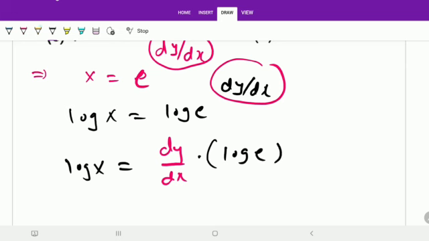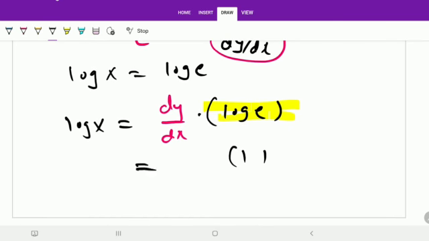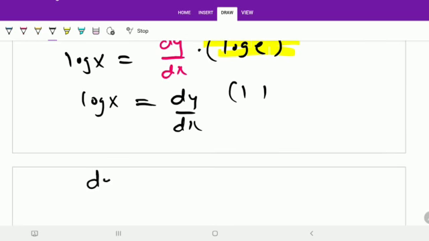And I hope everybody knows the value of log e. What is the value of log e? Value of log e is 1, right? Value of log e is nothing but 1, which you are supposed to know. So I am just going to write it as 1. So problem solved. I got log x equal to dy by dx, and this gives me the degree, right? So finally I just write dy by dx equal to log x.